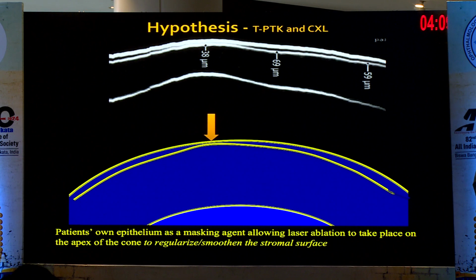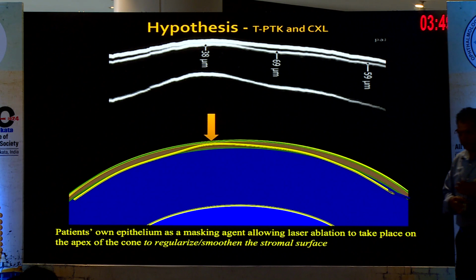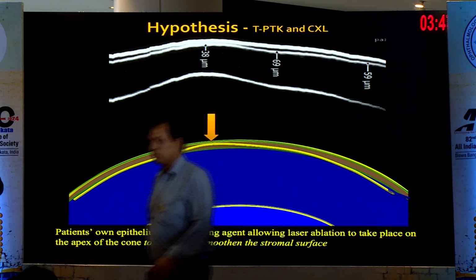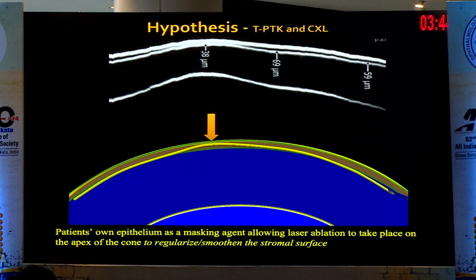This is a very high frequency ultrasound of one of our patients. You can see it depicted in this animation. If you use this differential epithelial thickness as the masking agent and use a 50 micron transepithelial PTK, it is going to top off not only the epithelium but also a bit of apex stroma, and that is going to cause a bit of flattening at the apex of the topography, thus giving rise to a topography-guided simulation of our outcomes and possibly much better functional vision for the patients. So this was the hypothesis that we started with.